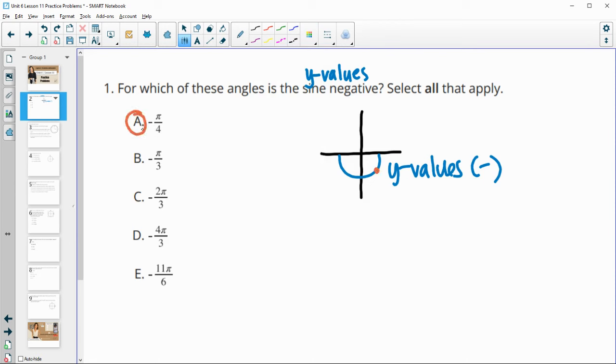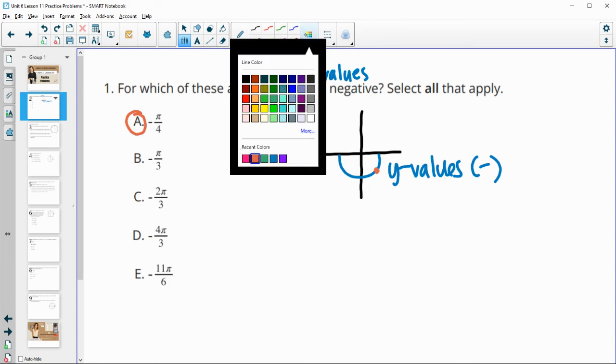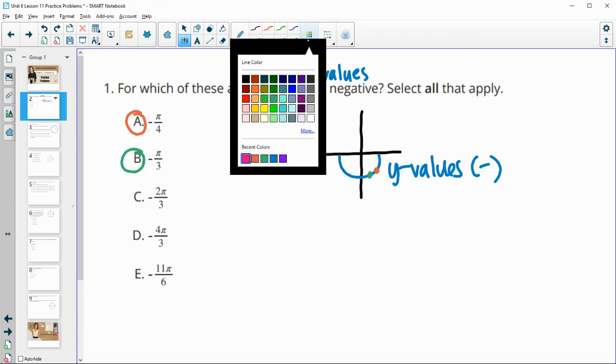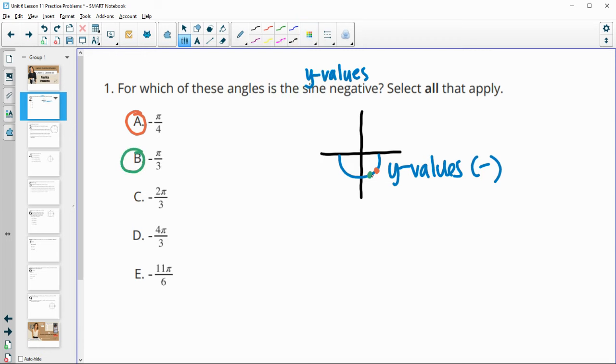So this has a negative sign. Negative pi over 3. So negative pi over 3 will be here. So that's also in the fourth quadrant. So the sign would be negative. Negative 2 pi over 3. So here's 1 pi over 3. 2 pi over 3 would be here. So negative 2 pi over 3 would be in the third quadrant.